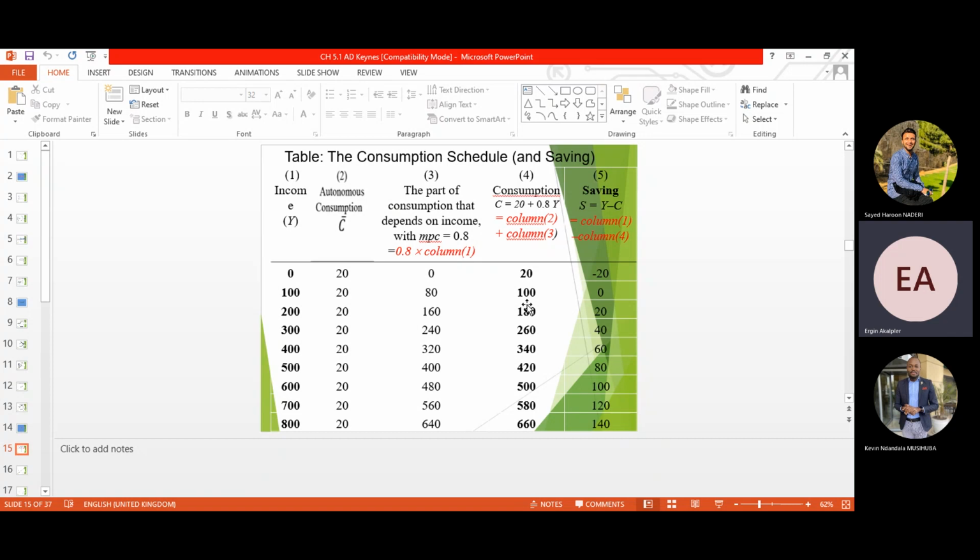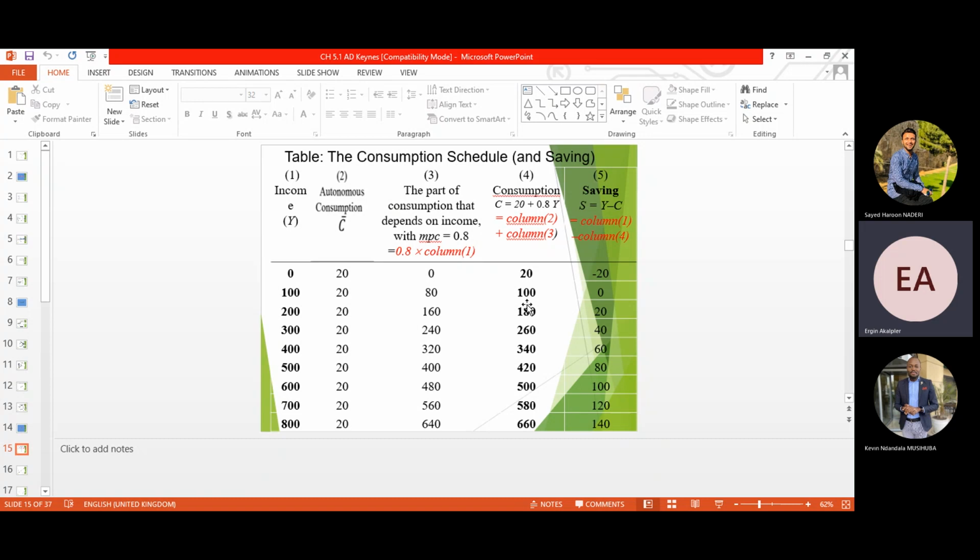Y is equal to C, which is the autonomous consumption, which everybody, whether you are working or not working, needs or has some capital for surviving. Therefore, autonomous capital is the C plus, let's say, 0.8Y. Here is the consumption equation.